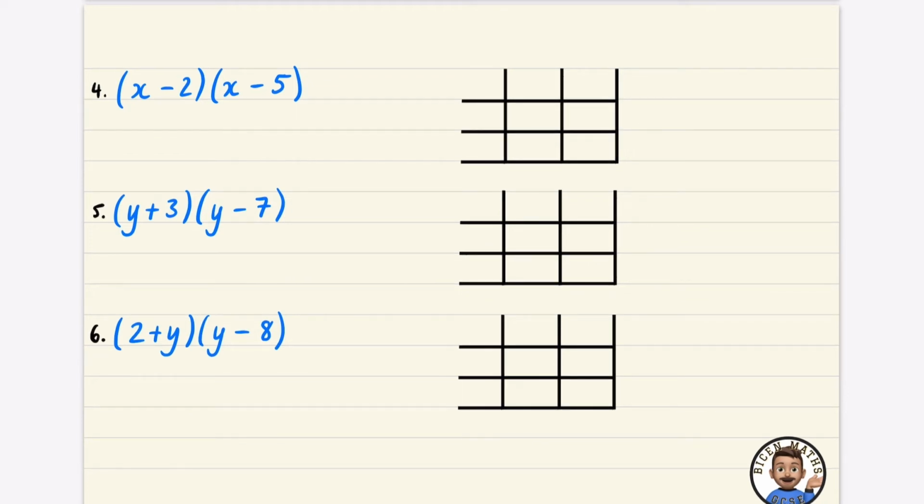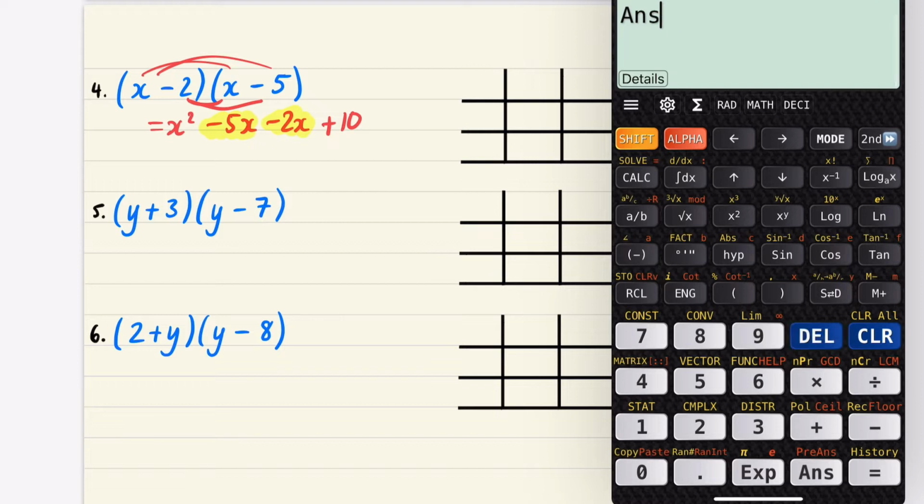So I can do the x times x to get x squared, x times minus 5, which is minus 5x, I get minus 2x here, and a negative 2 times negative 5 is going to be a plus 10. Now what I'm going to do is simplify these two that are in the middle. So that's minus 5x minus 2x. That's negative 5 take away 2. Now negative 5 take away 2, think to yourself, it's going to be negative 7. So this simplifies to x squared minus 7x, and you still have the plus 10. There's no further simplifying that can happen.